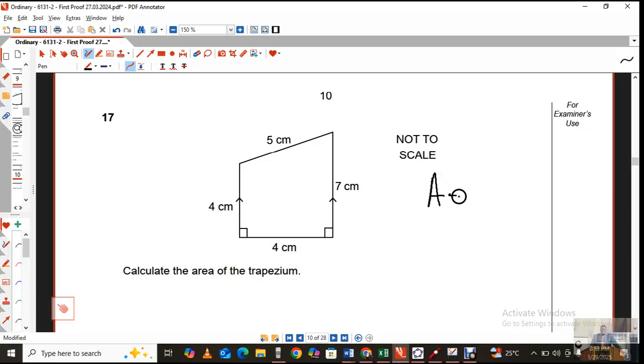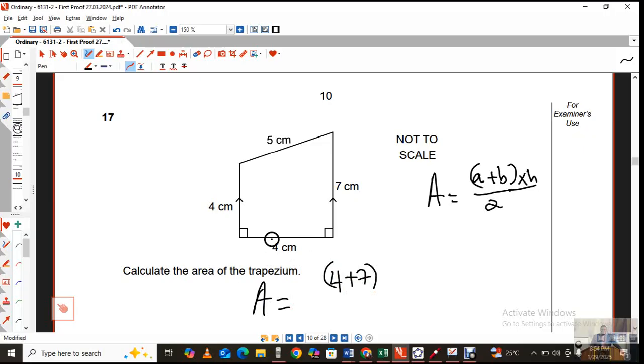The area of a trapezium is the sum of the parallel sides, being the 4 and the 7. So if the parallel sides are represented by letters A and B, the sum of the parallel sides, obviously half of that, times the height. So in this case, my area would be the sum of parallel sides, which is 4 plus 7, and I'll multiply that by the height.